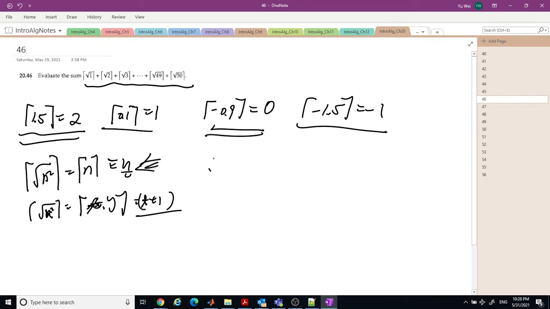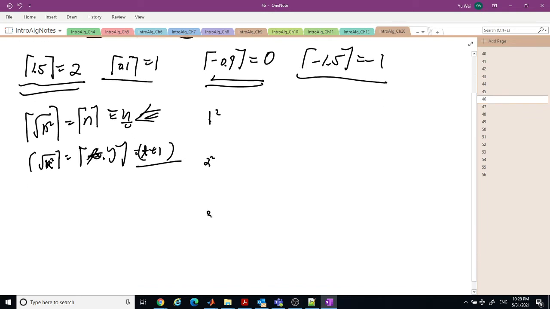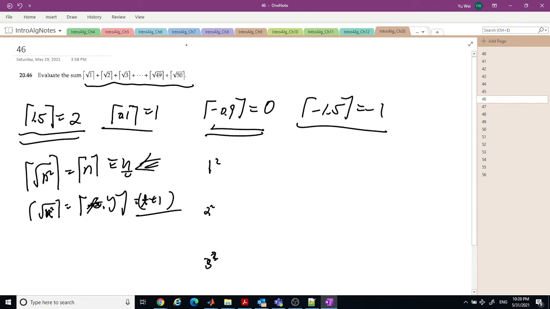The first perfect square is 1, which is 1 squared. The second perfect square is 2 squared, and then 3 squared, and so on, up to 50, which is near 7 squared.